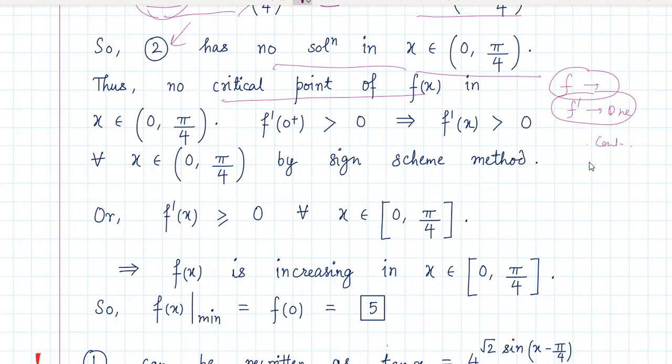Now, from 0 to pi by 4, if we don't have any critical points, then f prime 0 plus, if you find it, comes out to be greater than 0. So f prime x would be greater than 0 throughout the interval.